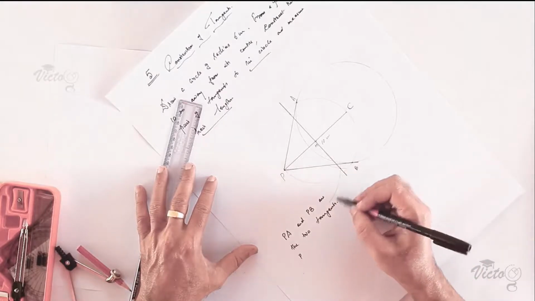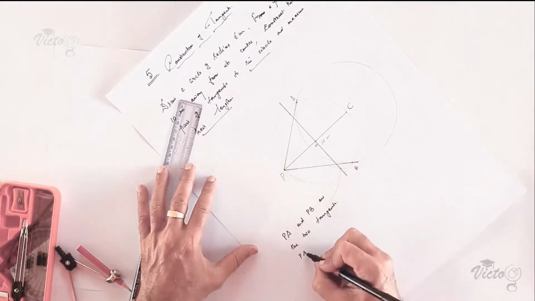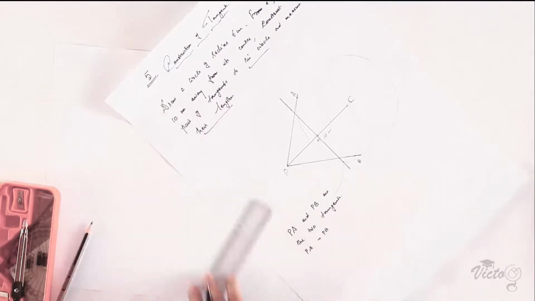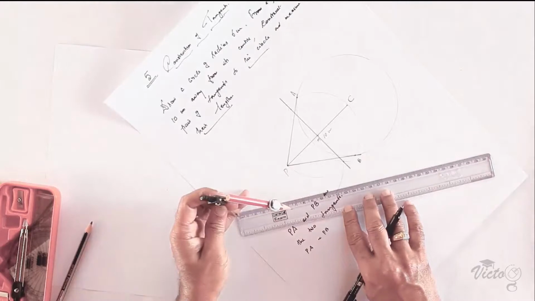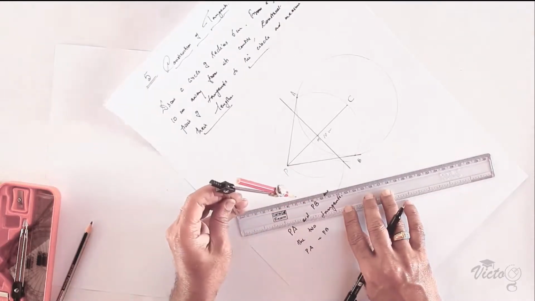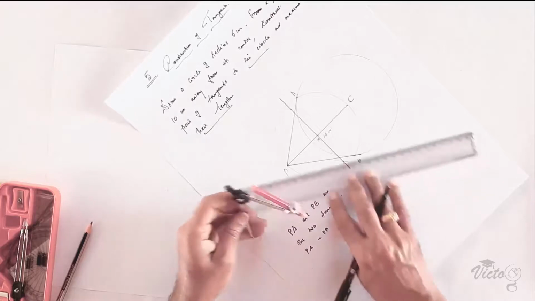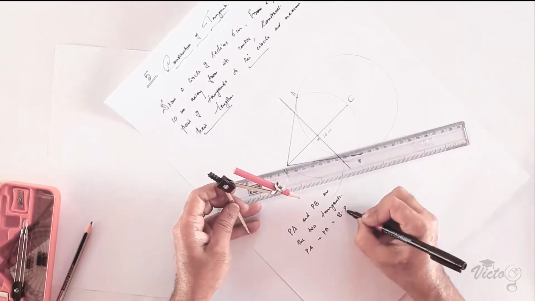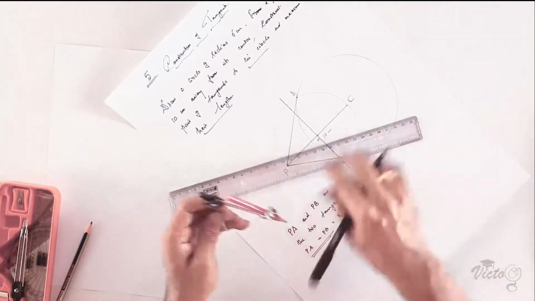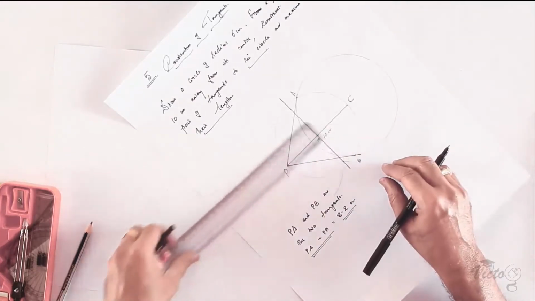Now we have to measure the length of the tangents. PA is equal to PB is equal to 8.2 centimeter is the length of the two tangents PA and PB.